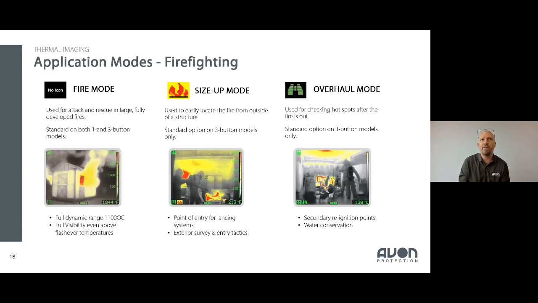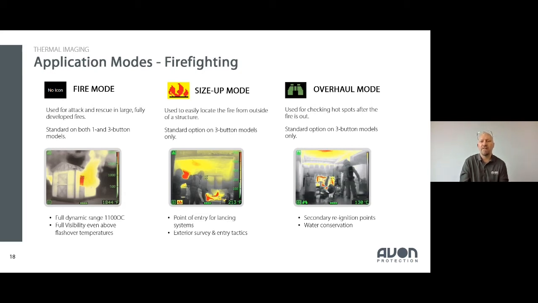The first one being fire mode, and this is usually used to attack large-scale fires or big structural developed fires. The reason being is this uses the full dynamic range of the camera, so the full 1100 degrees of the camera. You can see in the image on the left, the hot coloration comes in on the training bar there, and this is in Fahrenheit at around 1000 degrees Fahrenheit. Everything starts to turn yellowy orange, and you can see the very hot stuff is red. So in that image on the left, you can get a very good picture of how hot that fire is.